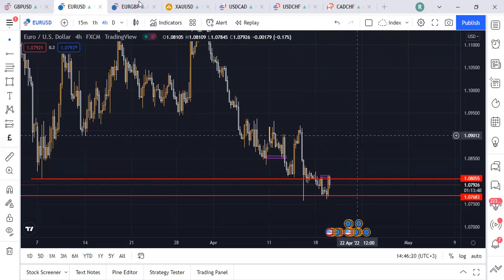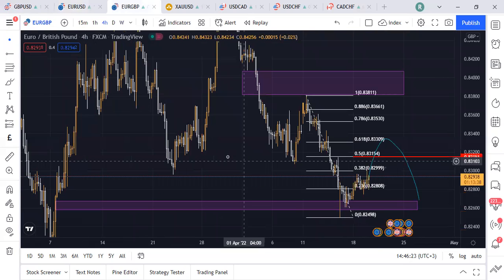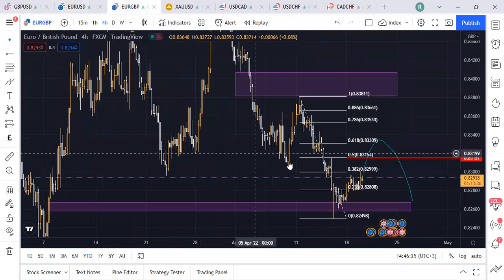Euro GBP, another trade that I'm looking at. We've been looking at buying in this trade, and obviously I ended up giving up on buying since this market did not honor this area and this area over here.